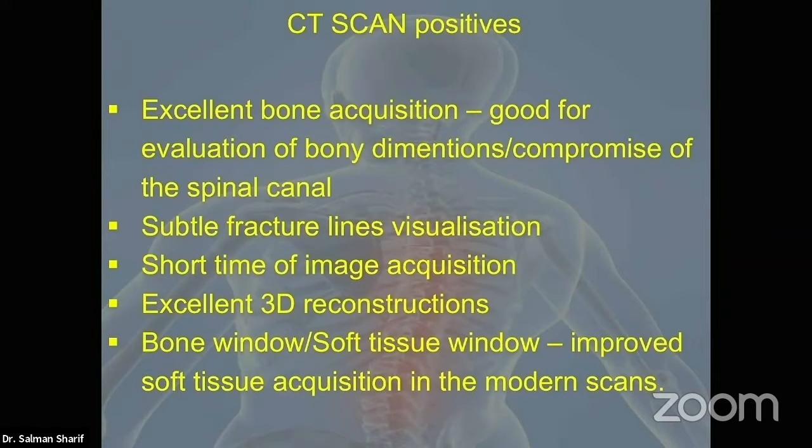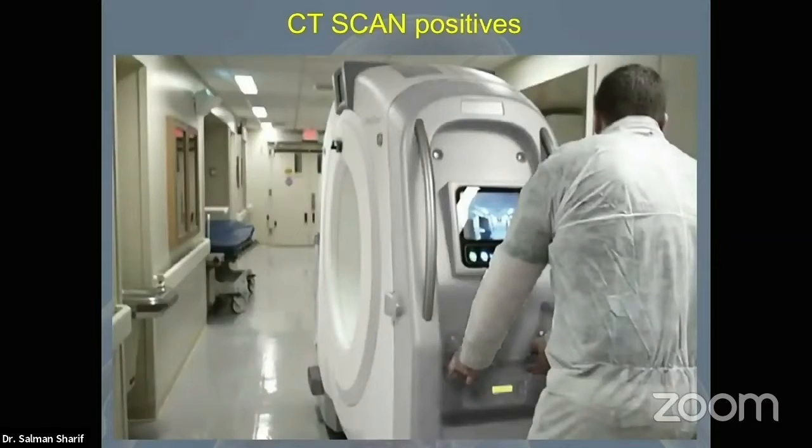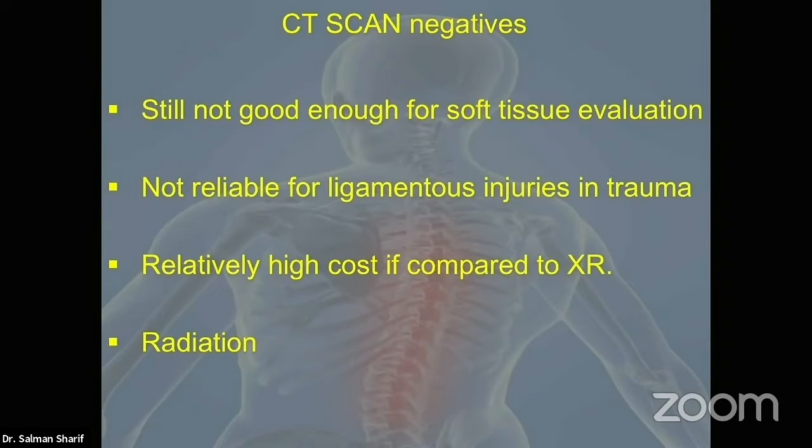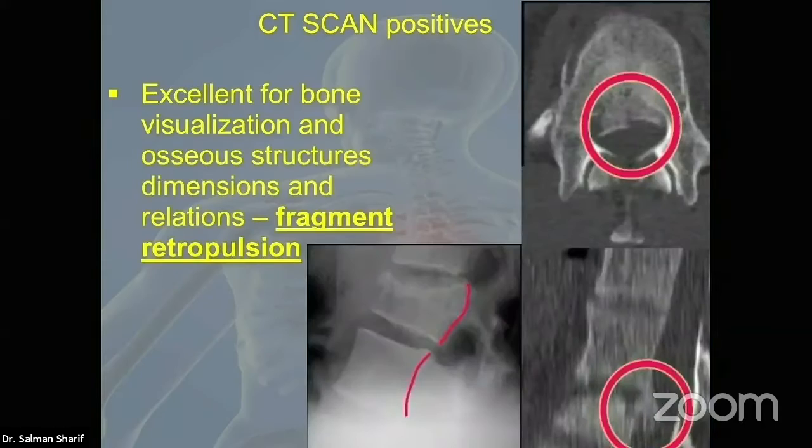CT scan positives include excellent bone acquisition, good for evaluation of bony dimensions and also the spinal canal. It can pick up subtle fractures. It has a short acquisition time and excellent 3D reconstruction. Bone window and soft tissue windows are improved, but still not great compared to MRI. The drawbacks: still not good for soft tissue acquisition, not reliable in ligamentous injuries, relatively high cost compared to simple radiographs, and it involves radiation.